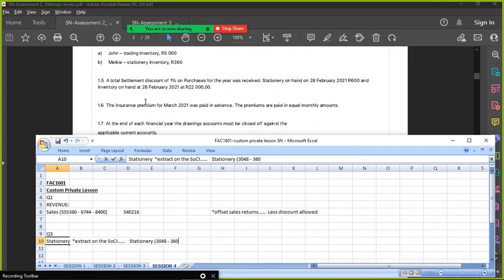And then they also told you that stationery on hand on the 28th of Feb was 600. So stationery on hand will be recognized as an asset. So you would debit stationery on hand, just to do some revision, because that's an asset account, and you'd be crediting the expense. So you would decrease the expense further by an additional 600.